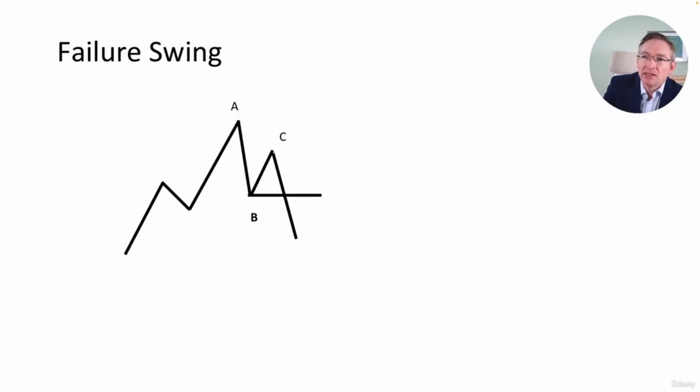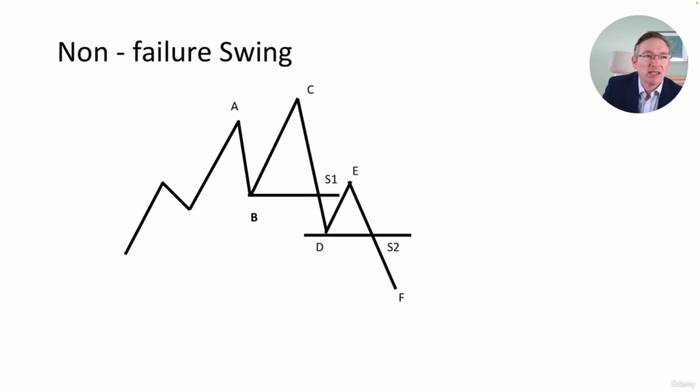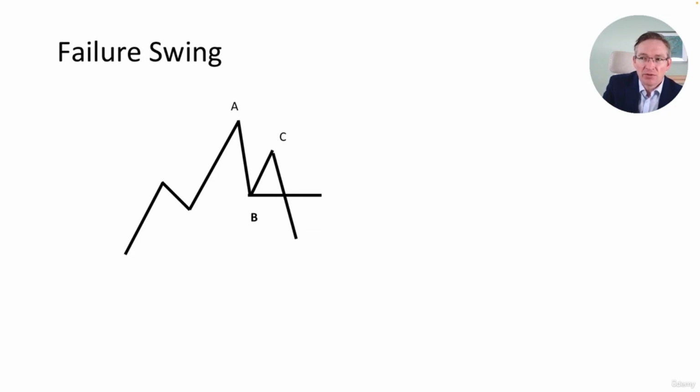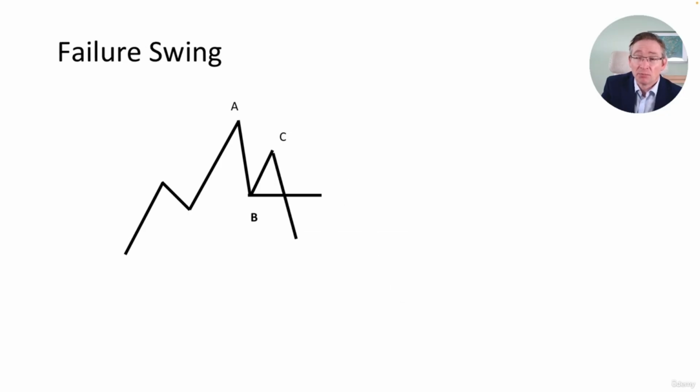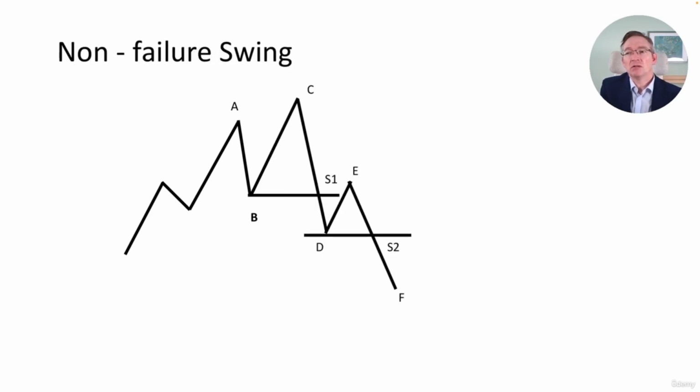The key to understanding it is this is a failure swing because B to C wasn't a new high. This is a non-failure swing because B to C was a new high, but price still broke down. Do you see? Both of them can be considered a change of trend. But with this one, some analysts would say S2 is the change of trend. With this one, it's the price breaking down through B that is considered the change of trend. Really, it just comes down to your preference. It comes down to what you prefer.